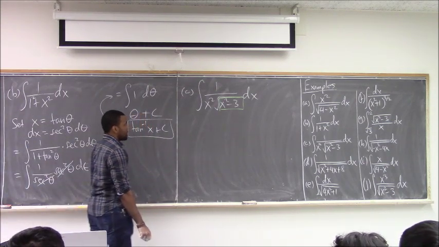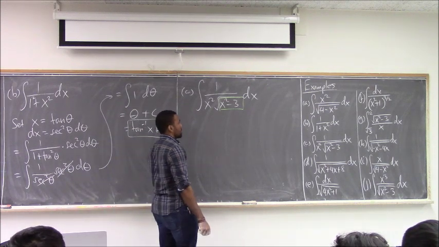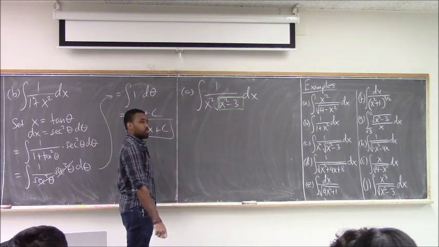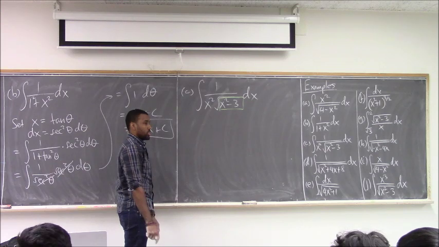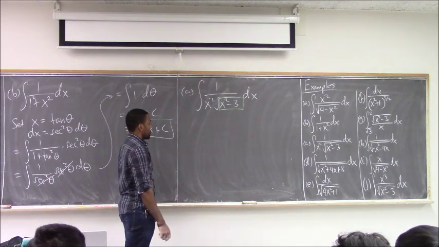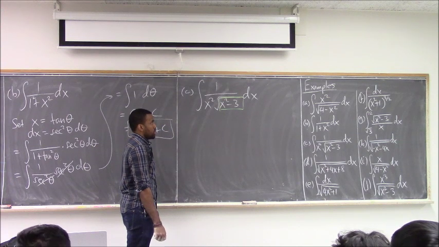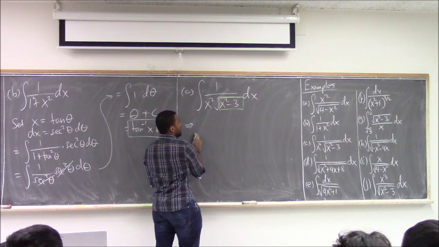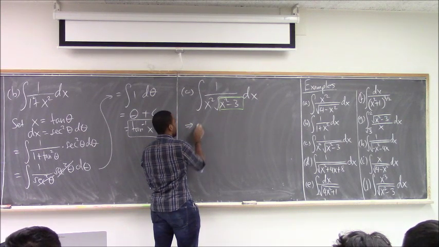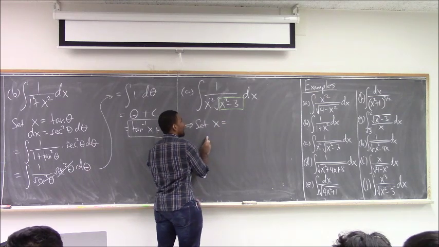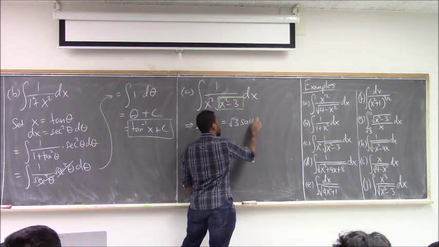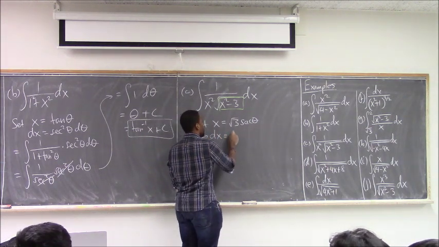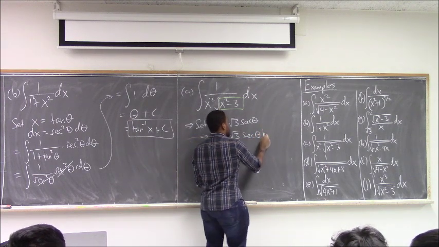How can I think about that? How do I take advantage of that x squared minus 3? You just have to do a is radical 3. So the 3 is radical 3 squared. So that looks like x squared minus a squared, where your a is radical 3. So what would you set x to be? Radical 3 secant. This would mean that our dx is going to be secant tangent.